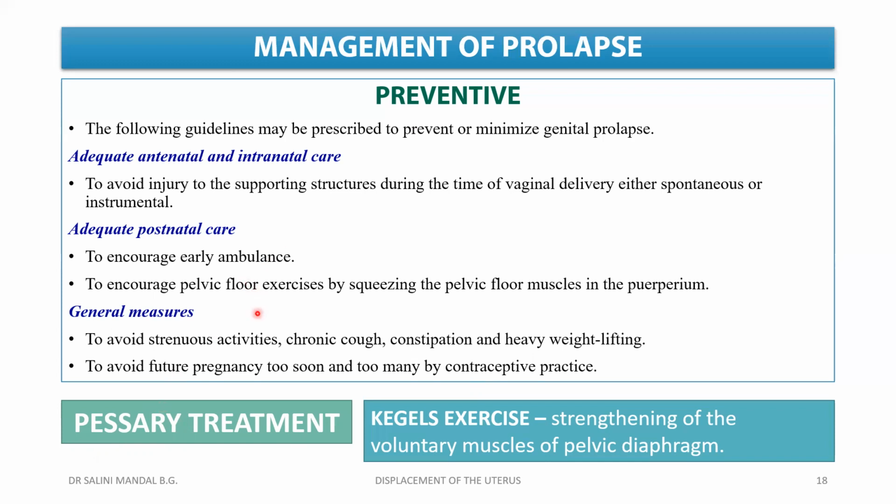Also, we can tell the patient to do Kegel's exercise. What is the main motto of Kegel's exercise? It can strengthen the voluntary muscles of the pelvic diaphragm. So this was something very important for you to know, that is, pelvic organ prolapse.